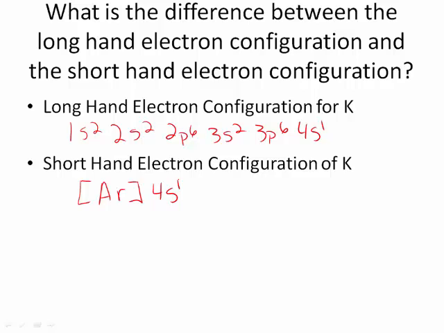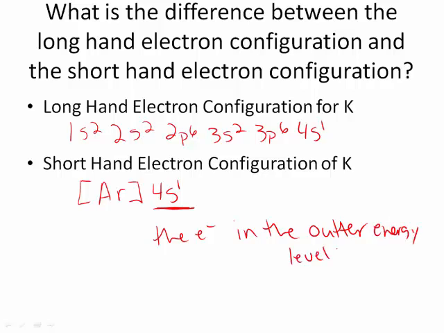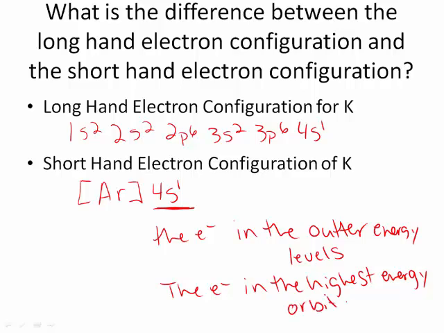The shorthand electron configuration is only showing the electrons in the outer energy levels, or the electrons in the highest energy orbitals. And that would be the 4s1.